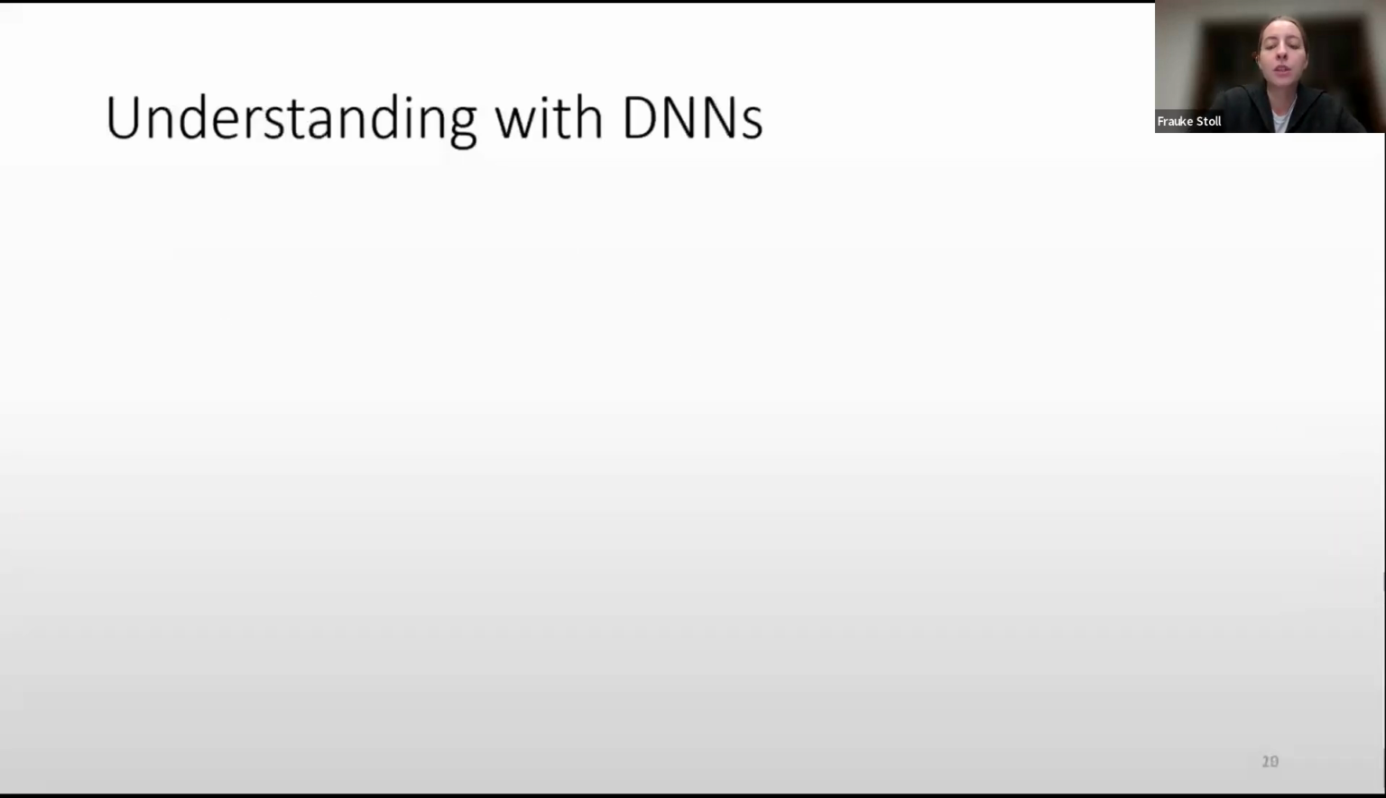Therefore, the question is, can we use deep neural networks to get understanding? This has been debated a bit in the literature already, where different philosophers have analyzed what it is that keeps DNNs from giving us understanding and what could be a possible bridge to understanding.